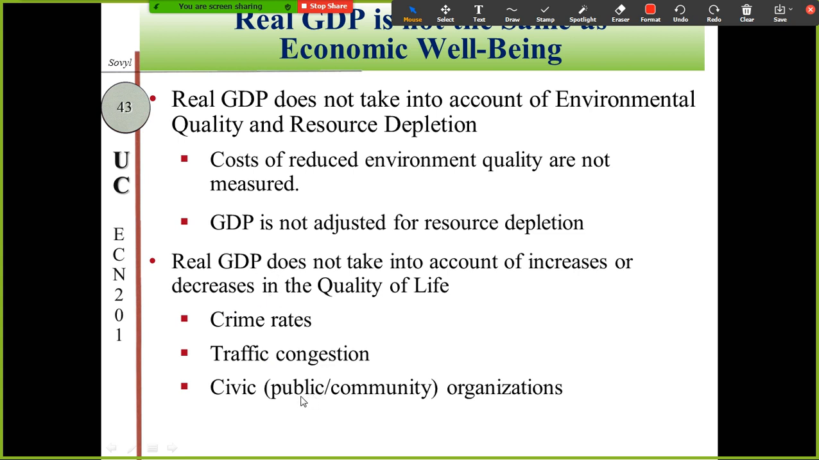The other one: GDP does not say anything about public or community organizations, but well-being captures this. Because if you live in a community where the government or authority or organization is not working well, you tend to be not satisfied. When you are not satisfied, your economic well-being tends to drop.